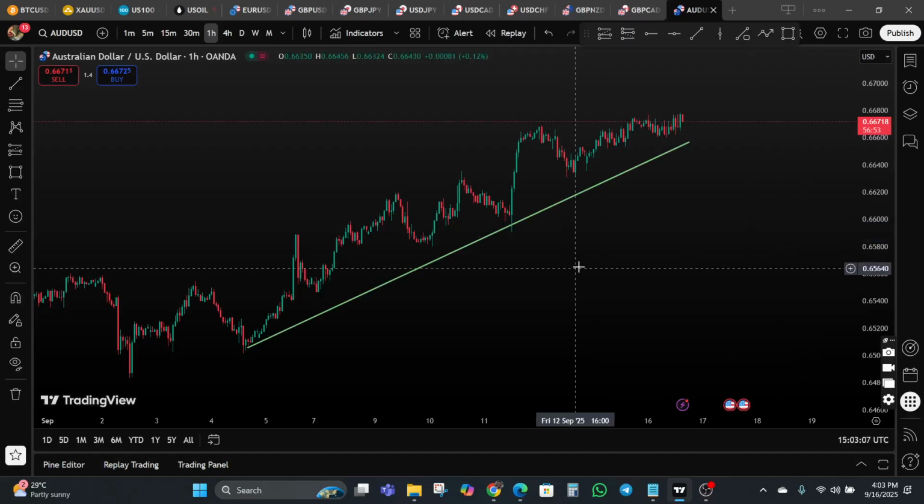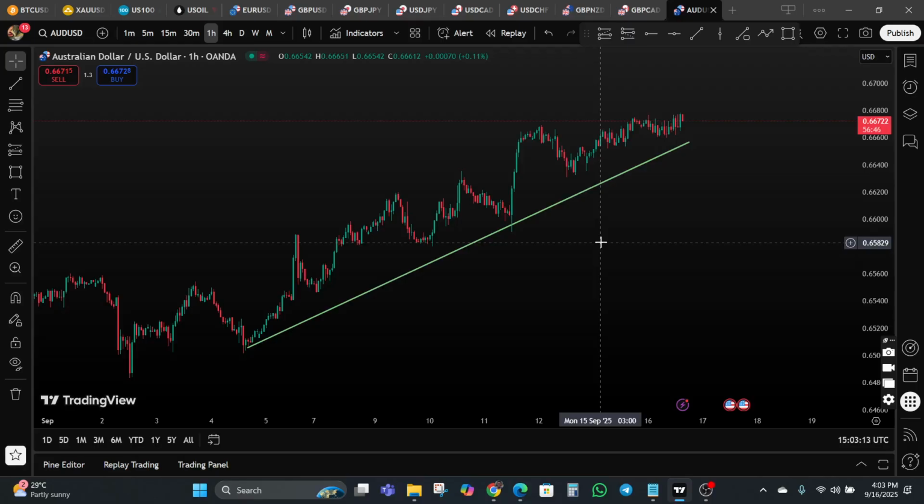Now, let's talk about risk management. One of the most important principles in day trading for beginners is protecting your account. Never risk more than a small percentage of your account on a single trade, and always set stop loss orders to limit your exposure. Risk management helps ensure that one bad trade does not wipe out your progress.